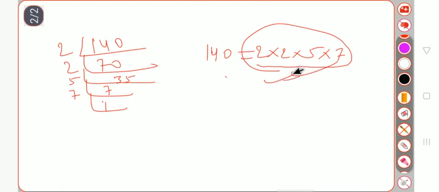And what is it saying? Order does not matter. Order does not matter means we can write it as 5 into 7 into 2 into 2. Means we can shift the factors left or right or anywhere in between. Okay, so order does not matter. This is the fundamental theorem of arithmetic. It is very simple, I think.